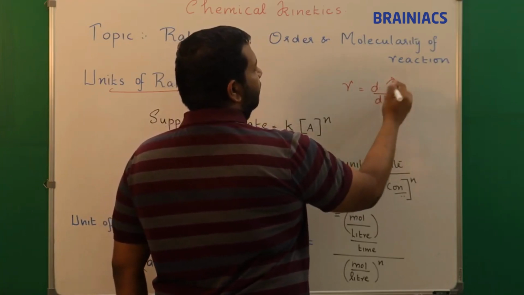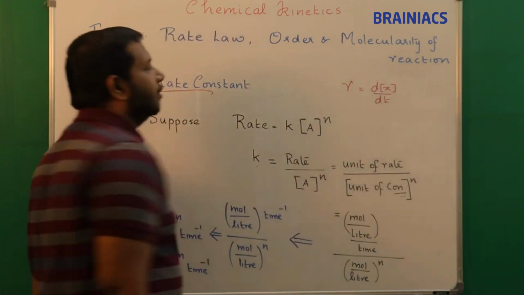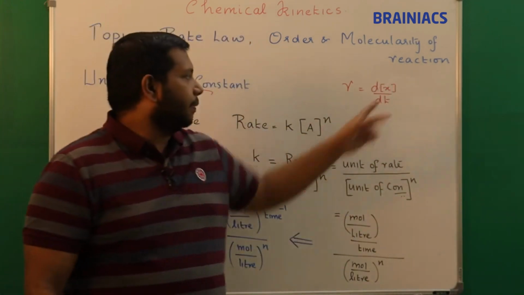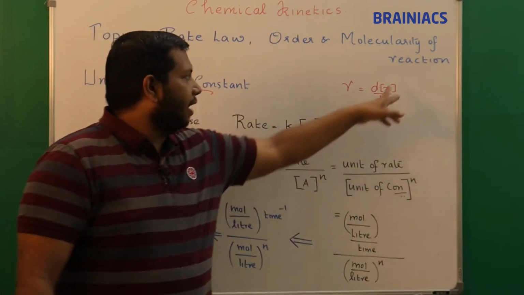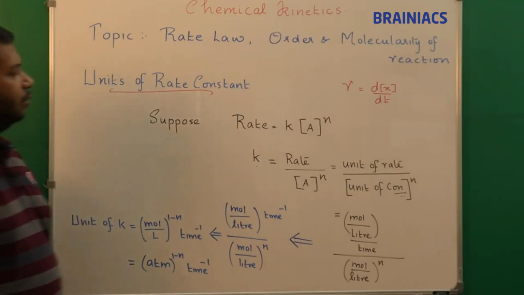Okay, dx, this x can be written in brackets. So x represents what? The concentration term, correct? And t represents the time. So concentration, I am using it as mole per liter. Molarity, I am using the term. So what can I do here?